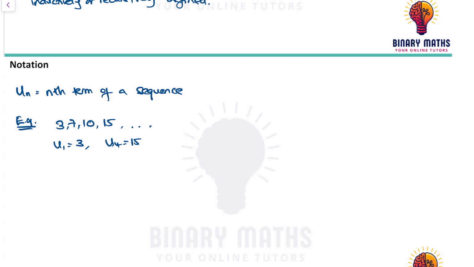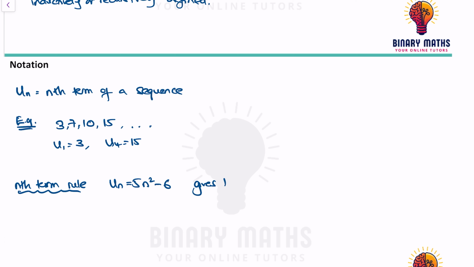Now, there are two ways. Defining it via the nth term rule: if you have, for example, u_n = 5n² − 6, to find this sequence all you have to do is substitute 1, 2, 3, and so on into this expression. When you substitute n = 1, you get 5 times 1 squared, which is 5, take away 6, so it's −1.